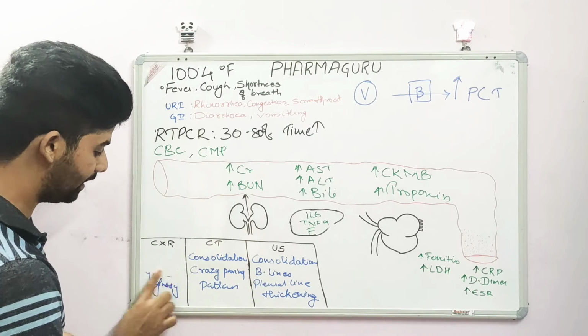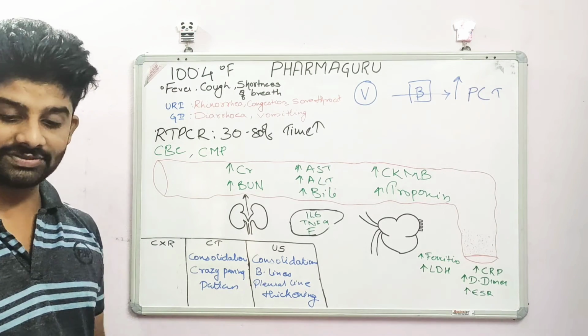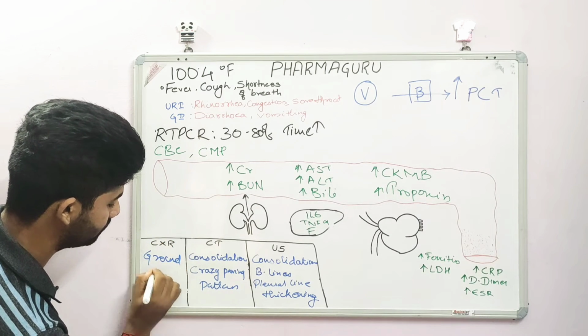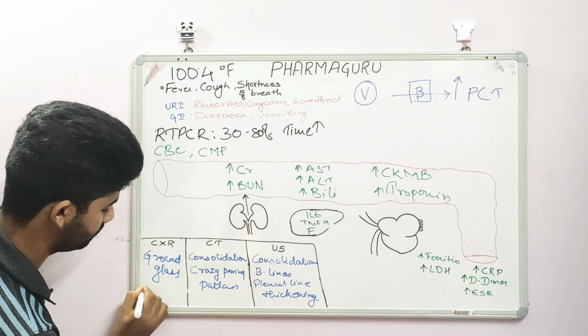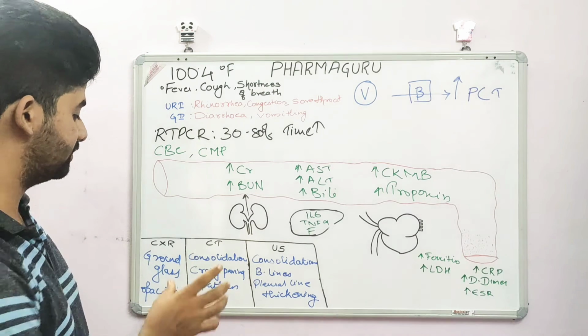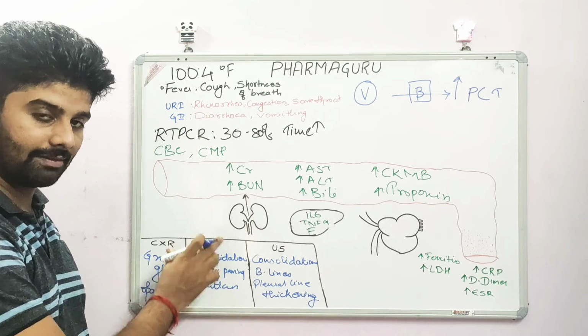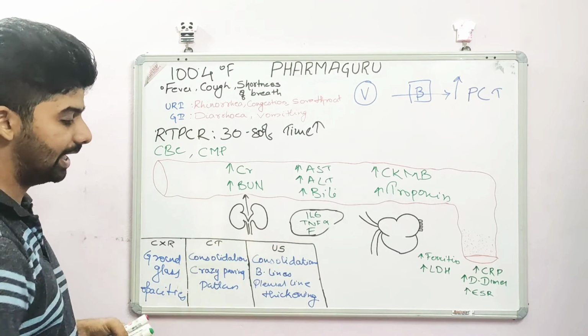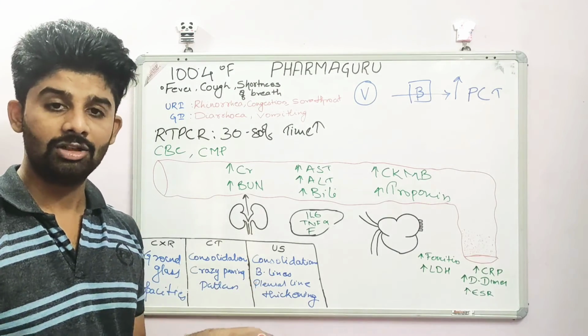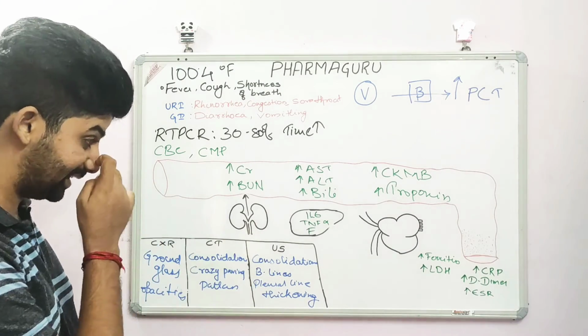In the chest X-ray we can see ground glass opacities. In the CT scan we can see consolidations and crazy paving patterns. I have explained why these are seen. In the ultrasounds there are consolidations, B lines and pleural line thickening. So these are the things that happen in the scan.